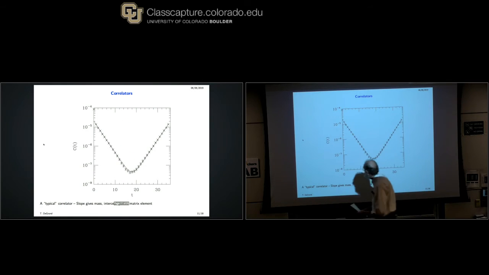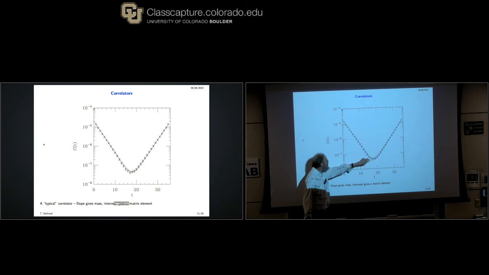Remember, I was telling you how to fit masses. So I went off and I found a typical picture of a correlator. Remember, we were fitting exponentials. This is a hyperbolic cosine. That's because you have periodic boundary conditions. This is a typical correlator. The slope on this line is how we calculate masses, and the intercept is how we calculate matrix elements.